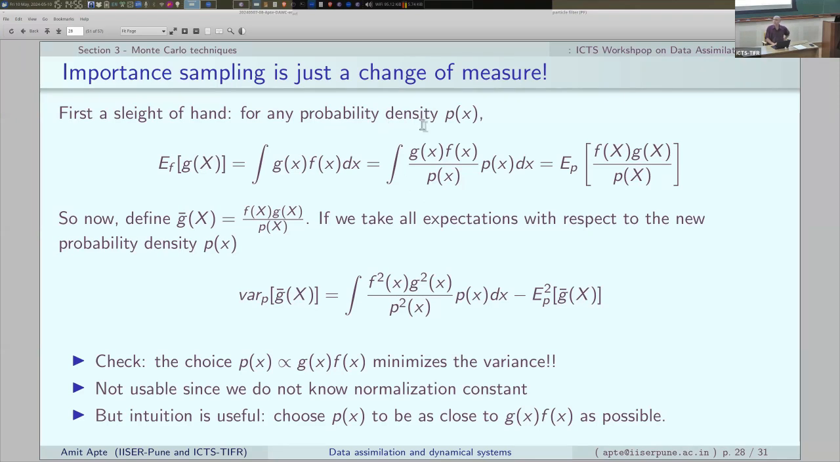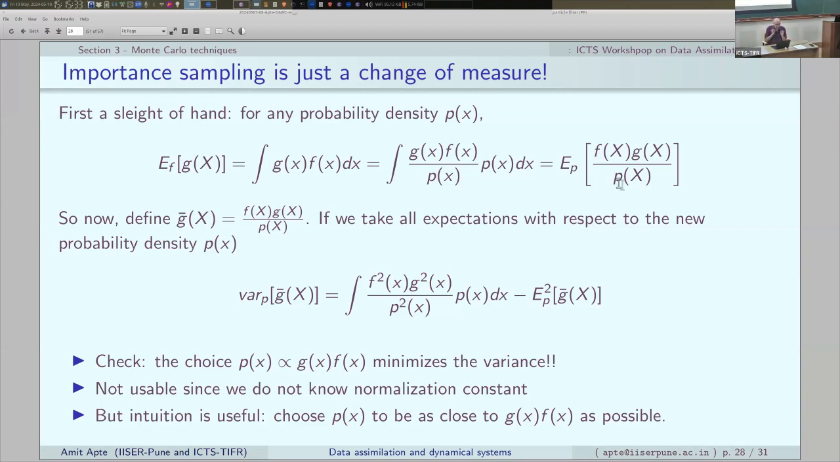If p of x is a probability density itself, then this expression in the second place is the expected value of the function g f by p, with respect to the probability density p of x. So now instead of computing the expectation with respect to f of x, I'm computing the expectation with respect to the probability density p of x, but of a different function. What is the different function? The different function is f times g divided by p.